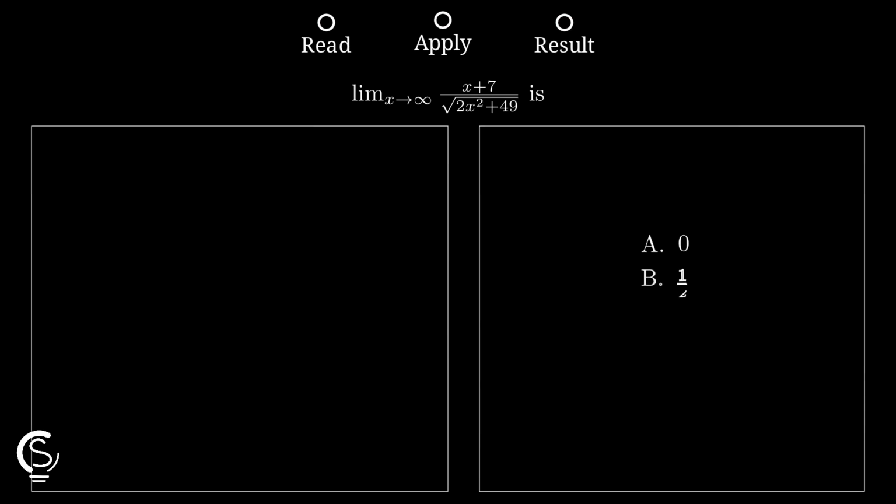To find the limit as x goes to infinity, we divide every term by the highest power of x in the denominator. Here, that means dividing the top and bottom by x. Since x is positive, we can pull it inside the square root as x squared. This simplifies the denominator to the square root of 2 plus 49 over x squared. Let's go.